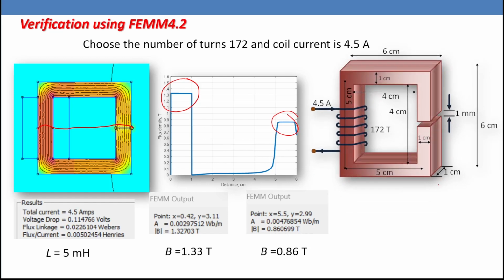So we have 6 centimeter on each side and we have 1 centimeter depth. The window will be 4 centimeter by 4 centimeter, the number of turns will be 172 turns and the current 4.5 ampere. Maximum allowable current is 4.5 ampere. So someone is going to ask, if I put something like 2 ampere, is the inductance going to change? Please don't forget the inductance equals N square over reluctance. So that one is not going to change, but the core will not be saturated. But if you put something like 6 ampere, the inductance will be in the range of 5 millihenry again, but the core will be saturated.